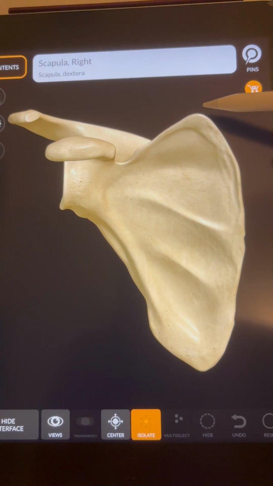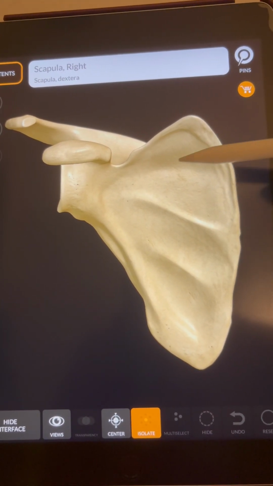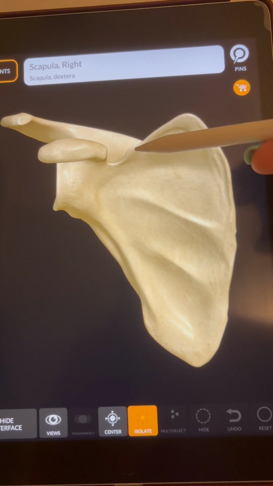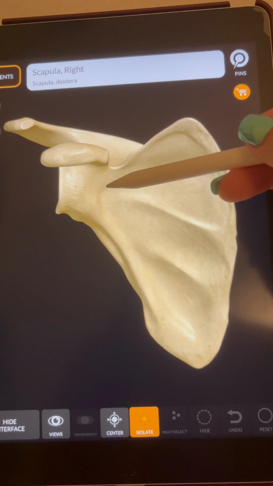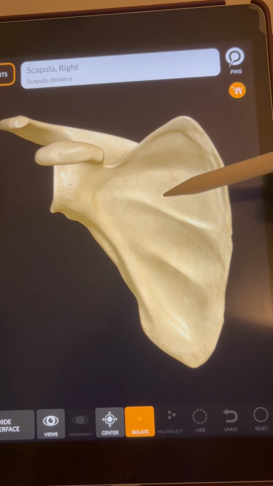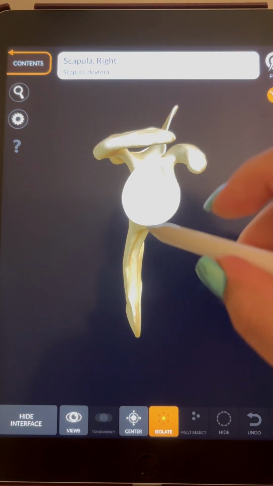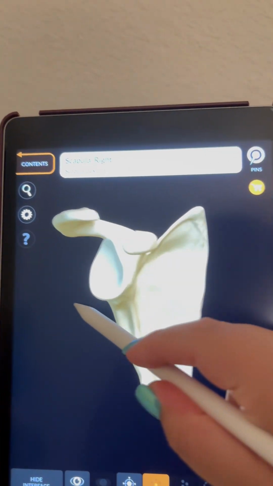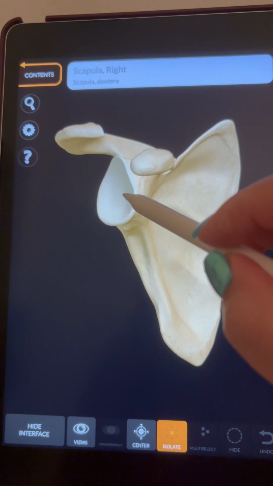Next up, we have the superior angle and the inferior angle. And this space here is called the subscapular fossa. And then this little groove here that you see is called the scapular notch. And if I were to turn the scapula medial, you'll see this cavity here, which is called the glenoid cavity.